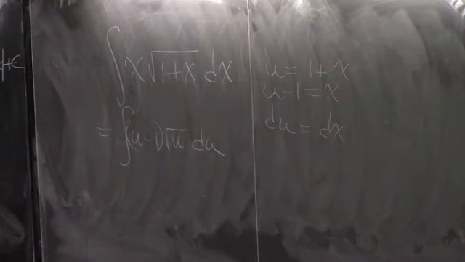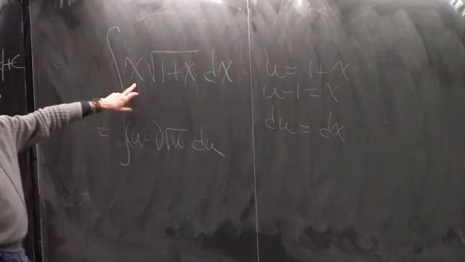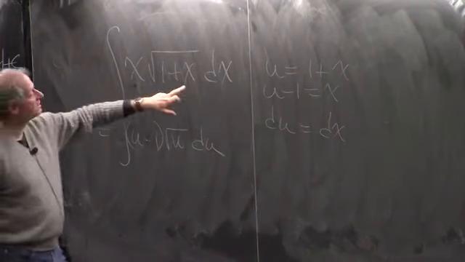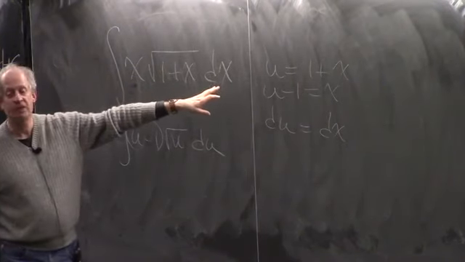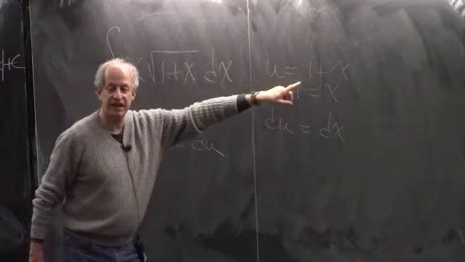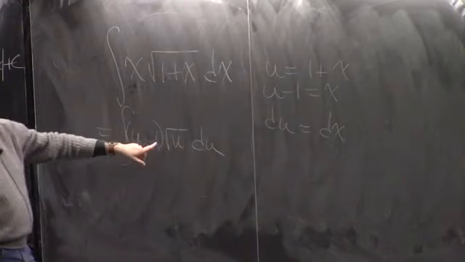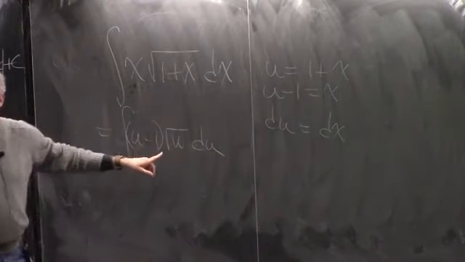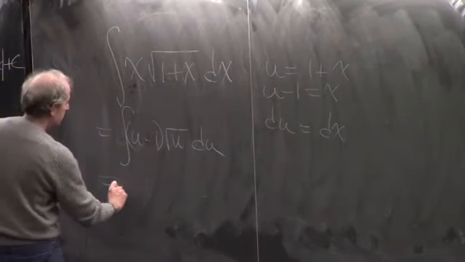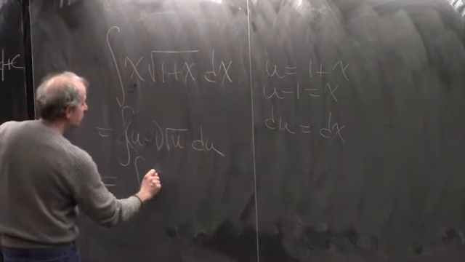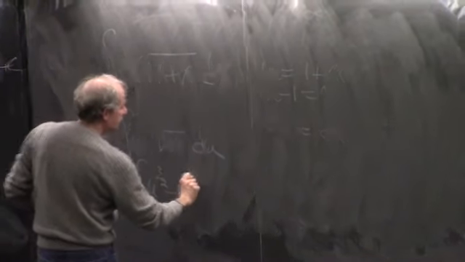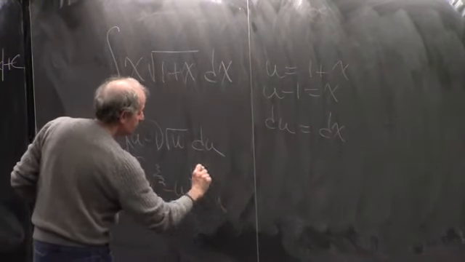Yes? I look at this and I say, if I let u equal x, du is dx, which is just 1. That doesn't do me any good. But if I let u equal 1 plus x, this will now become the square root of u. This is just u minus 1. Now I could just distribute that square root of u. This would become u to the 3/2 minus u to the 1/2 du.